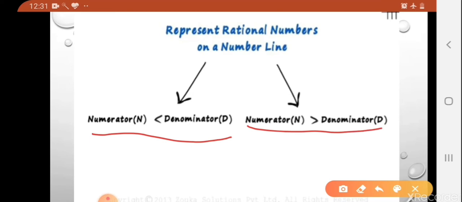For example, 3 upon 4 and 7 upon 4. In 3 upon 4, the numerator is smaller than the denominator, so it is a proper fraction, and when the numerator is greater than the denominator, then it is an improper fraction. So first of all, you have to check whether it is a proper fraction or an improper fraction.